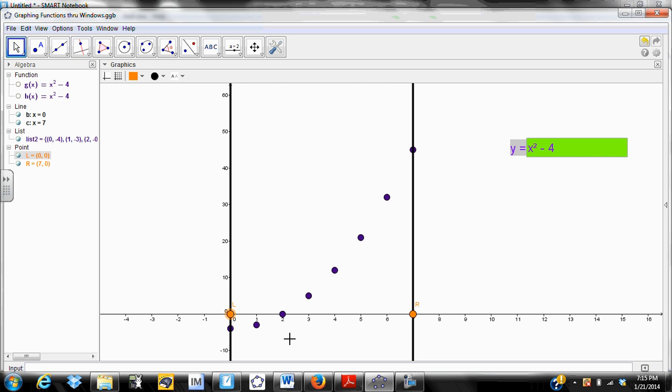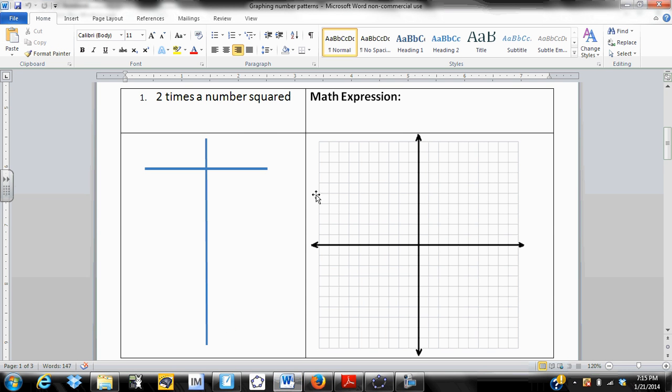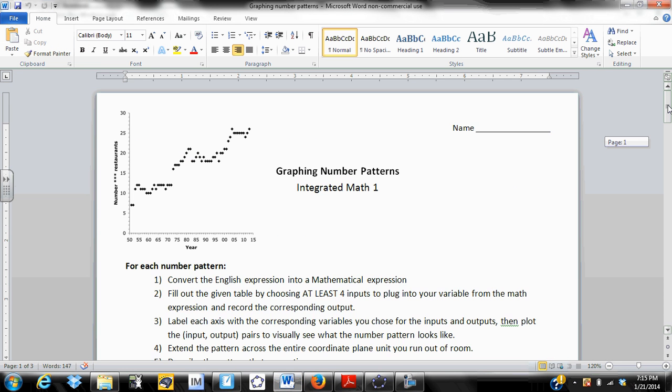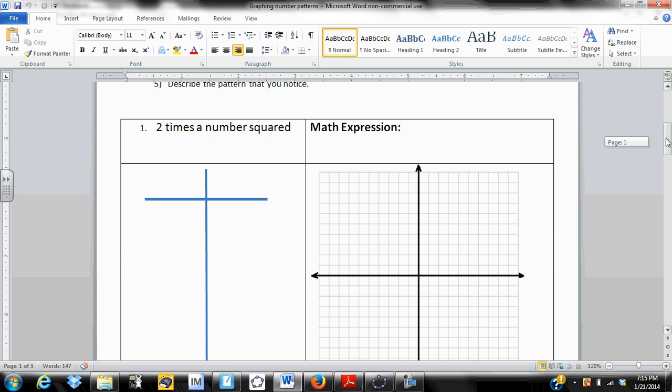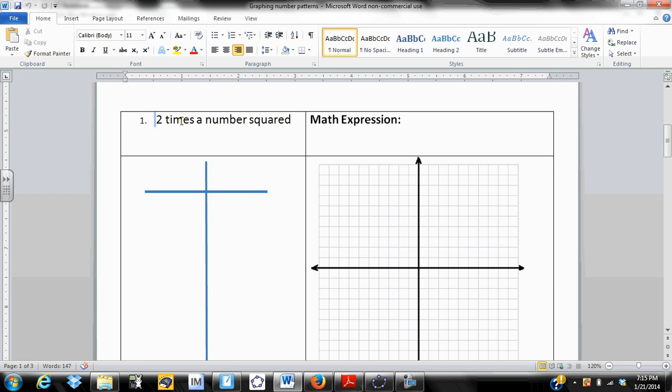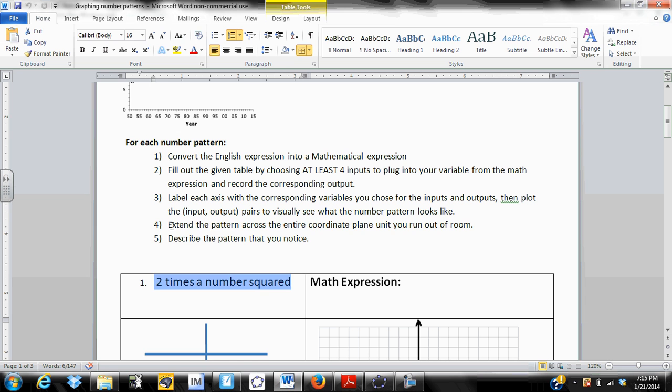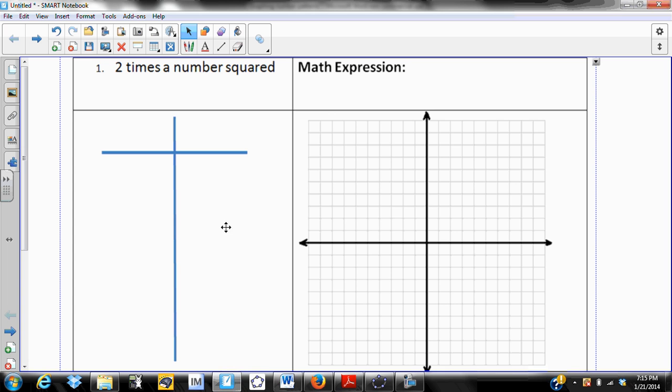I made this app in the spirit of an assignment I gave my students, graphing number patterns, where they had to take an expression in English and write it as a math expression, plot some points, input-output relationships, and then graph them and extend. I wanted them to extend the number pattern, which was in the directions, but it became apparent after I looked at the assignment that my students didn't understand what I meant.